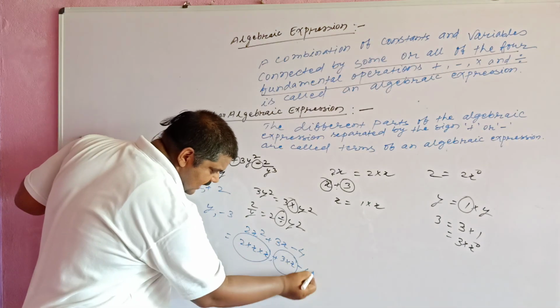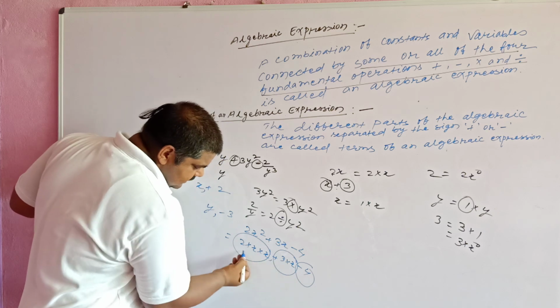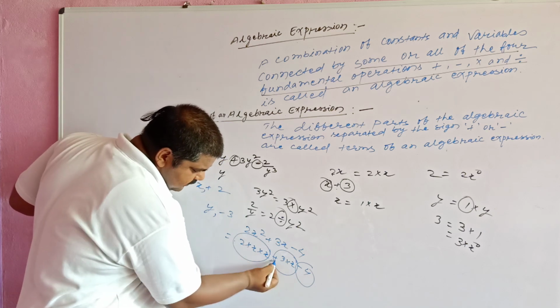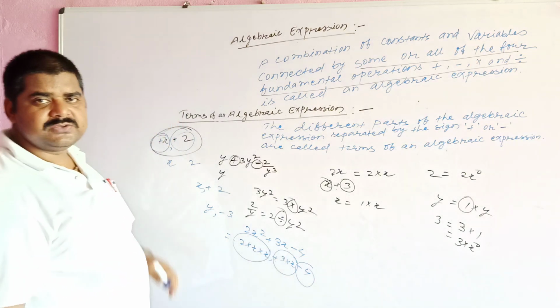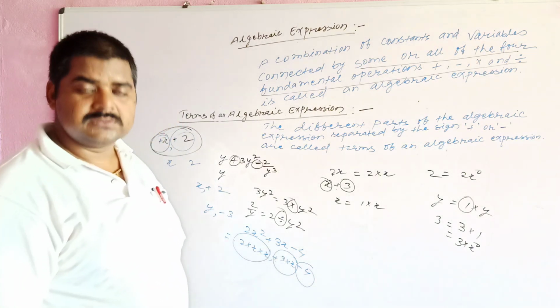Second this term is, and third this. Because it has a positive sign over there, plus sign and minus sign. So it has been just divided into three different terms.